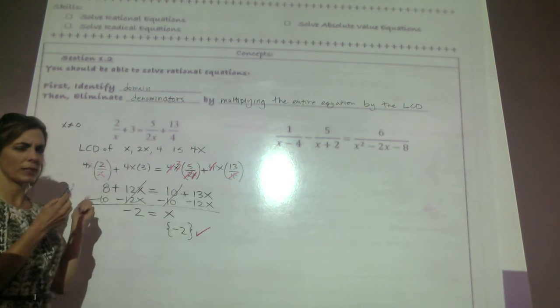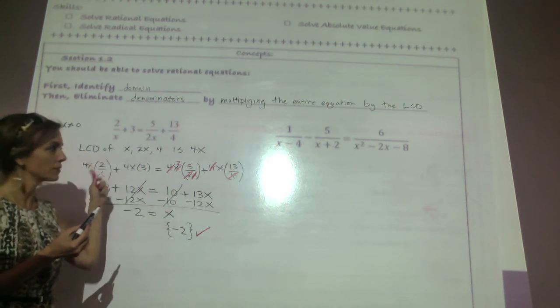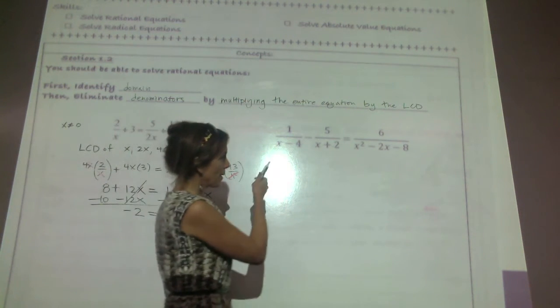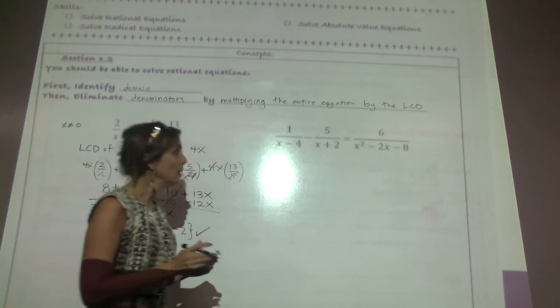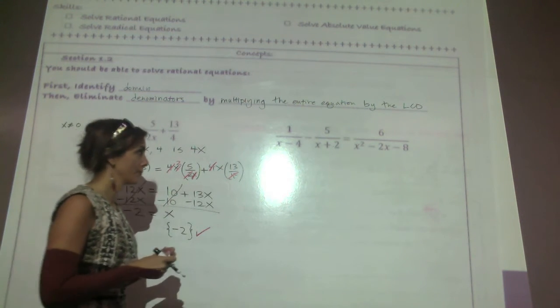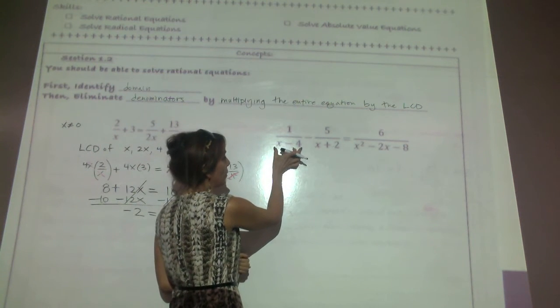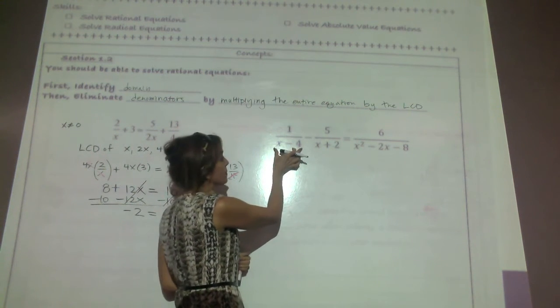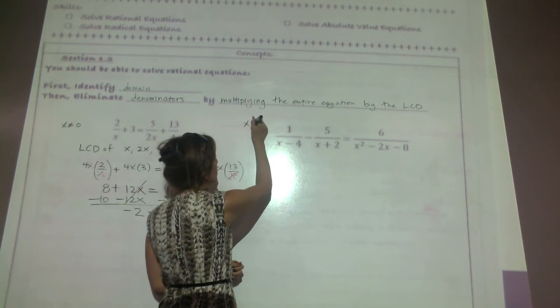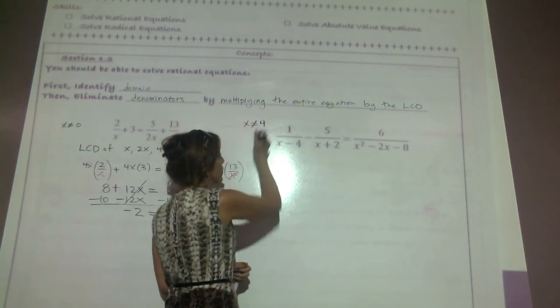If you don't like doing it in your head, a calculator is fine to check your answers. All right, let's check this one. Let's first consider our domain. What would cause problems here? Well, we would only run into problems if x was equal to 4. So we are going to say x cannot equal 4.